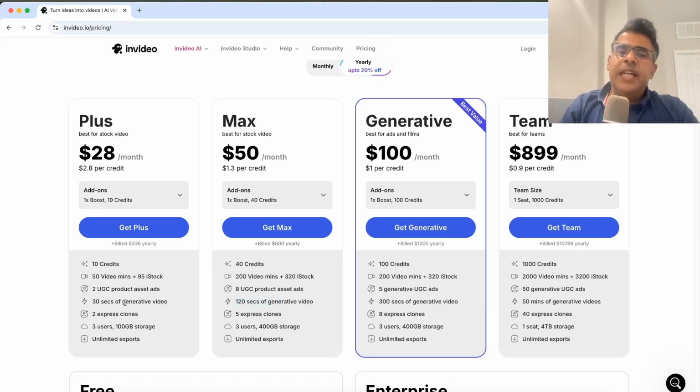But what is still unclear is, if I spend 10 seconds of the generative, let's say I made 30 seconds, do I still get 50 video minutes, or do my credits exhaust and I cannot generate any of these 50?